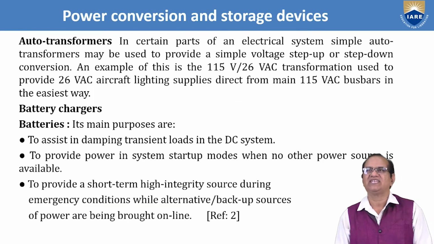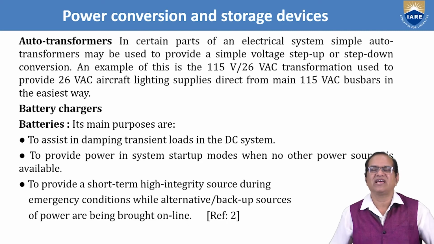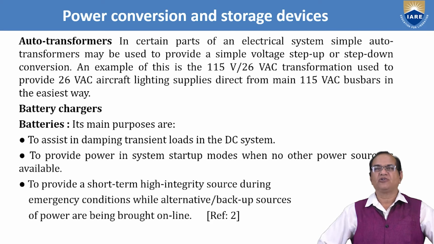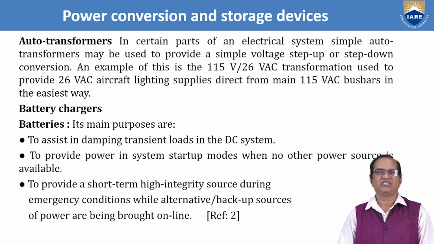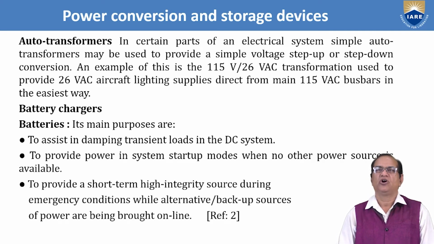Power conversion and storage devices. I will discuss some storage devices and the power conversion in aircraft. Autotransformers are used, and battery chargers are used to convert from AC to DC or DC to AC. Autotransformers are used in certain parts of an electrical system. Simple autotransformers may be used to provide a simple voltage step up or step down conversion.